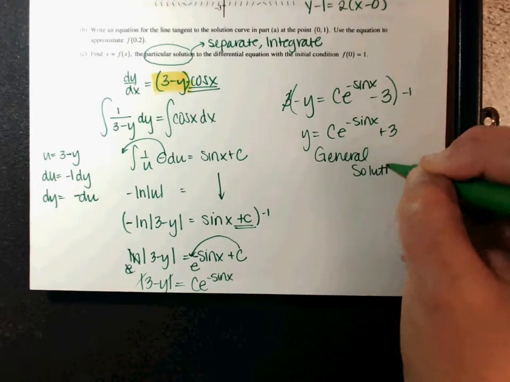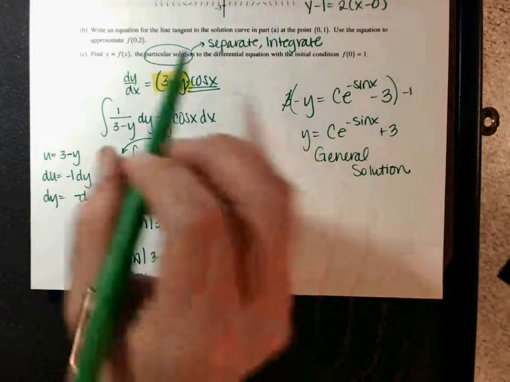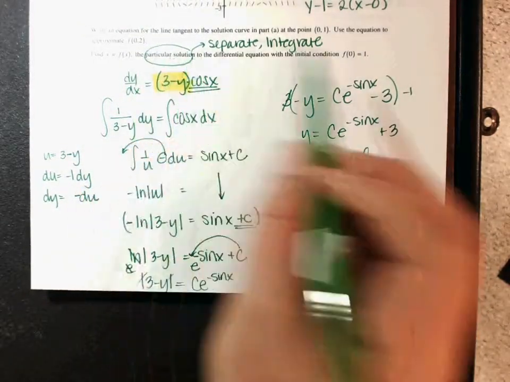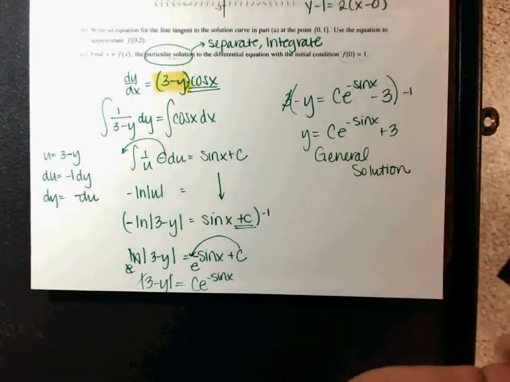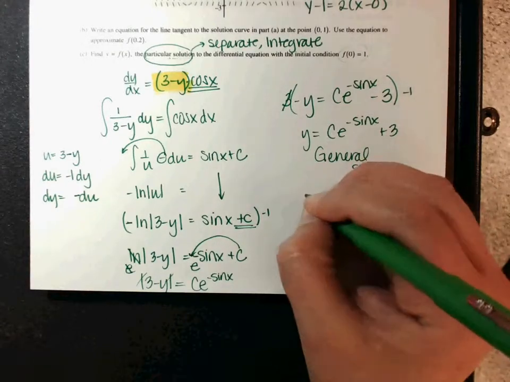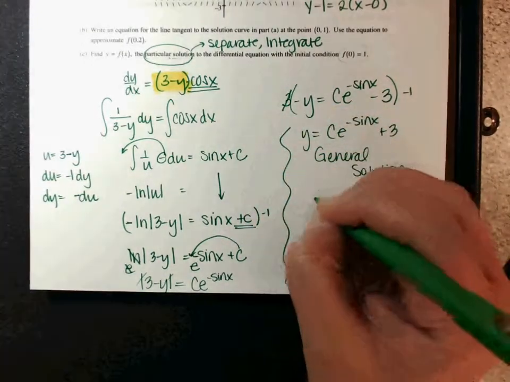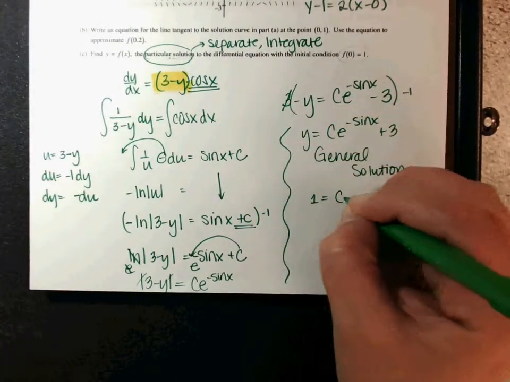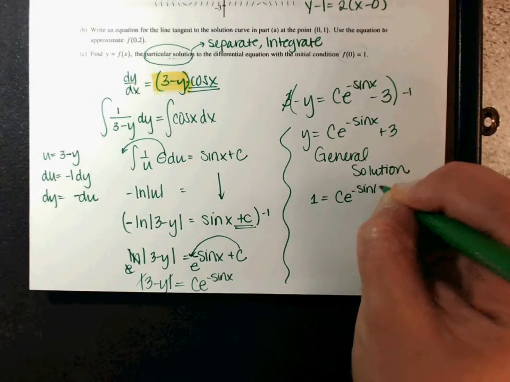But then remember, I don't need the general, I need the particular solution. So I'm going to use my ordered pair. f of 0 is 1. So 1 is the answer. Let me draw a little line here. When I plug in c e to the negative sine, x is 0.